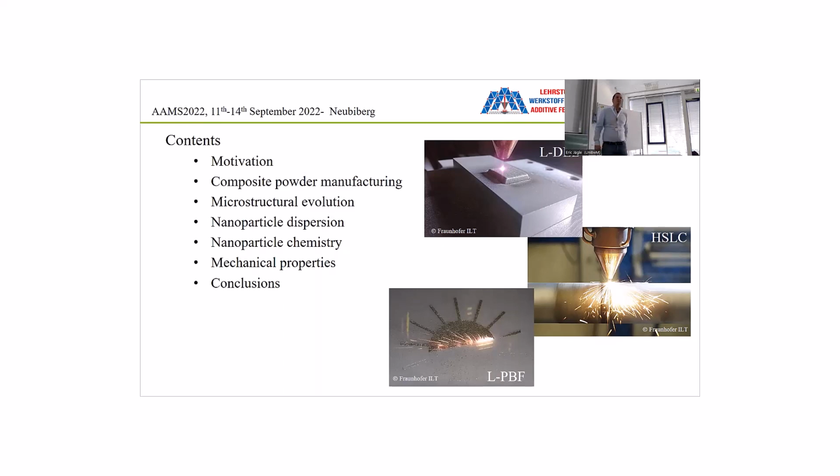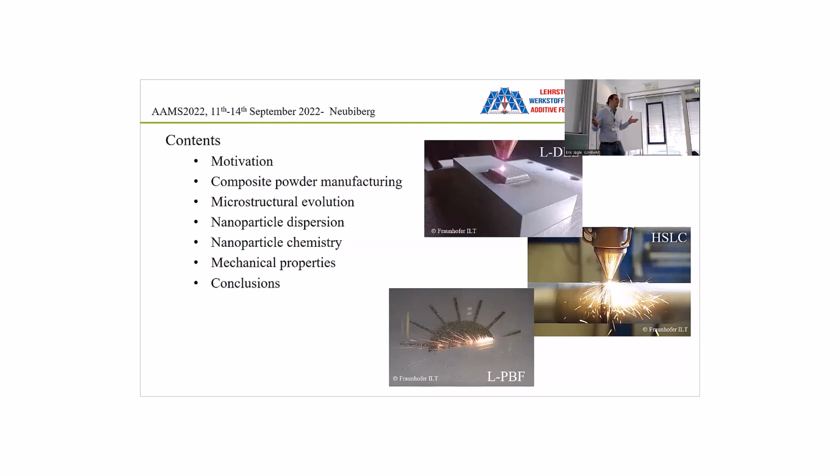So we heard about this yesterday already, a composite of 316L and silicon carbide. So there was also ball milling performed. So here it's kind of like the same. And we will actually also have a look at the nanoparticles, because this is a nanoparticle reinforced material. We'll have a look at the dispersion and also the chemistry. Very briefly, in the end, if there's some time left, we can also have a look at mechanical properties and the conclusions.